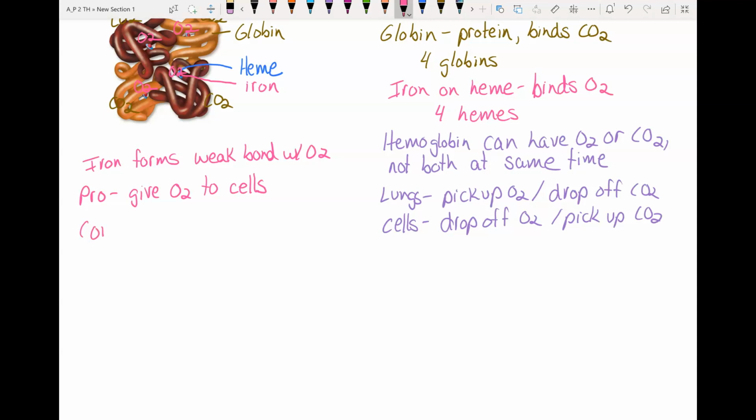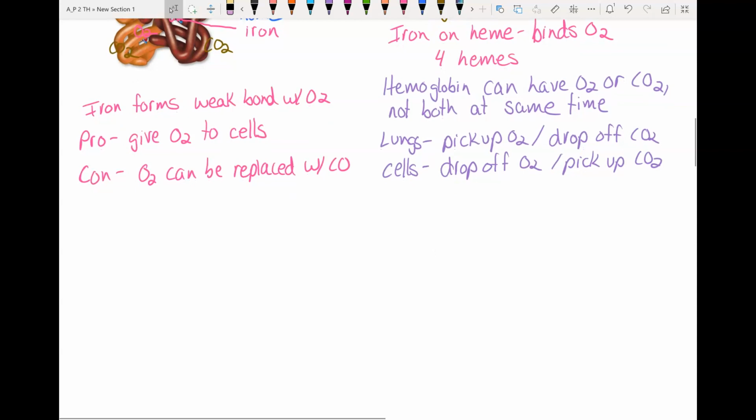The bad thing about this is what makes you susceptible to carbon monoxide poisoning. So the con is that the oxygen can be replaced with carbon monoxide. So carbon monoxide and carbon dioxide are 2 different things. CO is carbon monoxide.